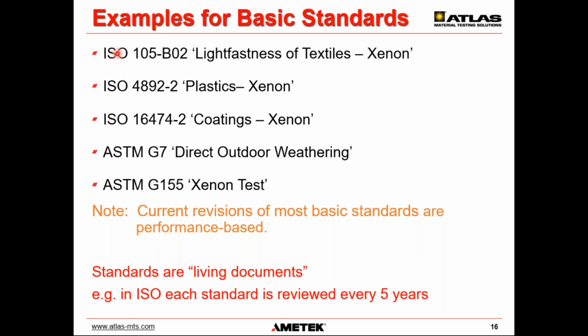And here in the US, in ASTM, we have the ASTM standards. And if you look at some of the examples that I've shown here, ASTM G7 gives guidance on performing direct outdoor natural weathering exposures. This is typically the guidance that's used in our weathering facilities in Phoenix and Miami. And similar to ISO 4892-2 and ISO 16474-2, we have ASTM G155, which is the xenon test, the ASTM xenon exposure standard.